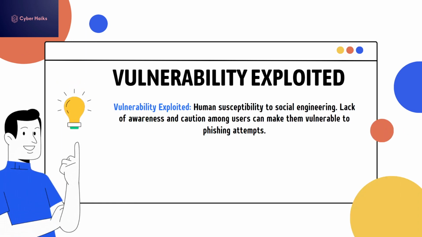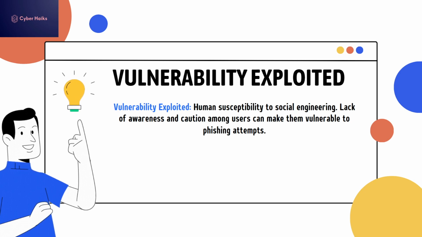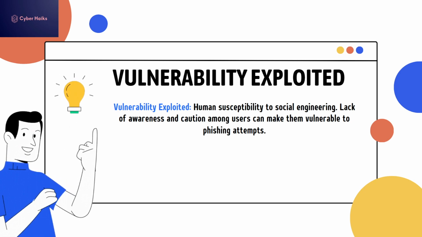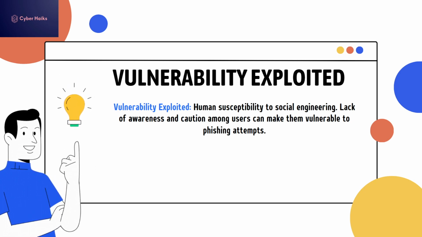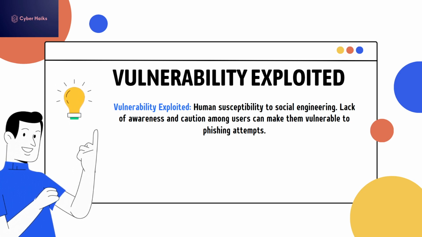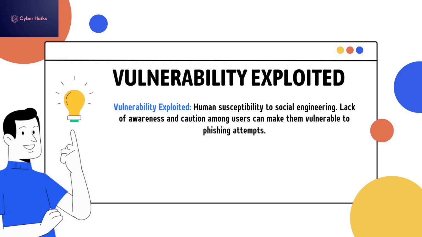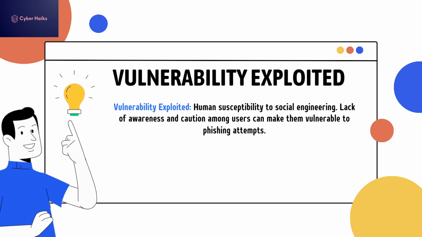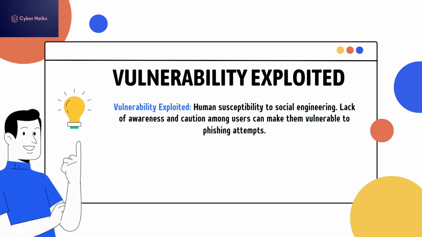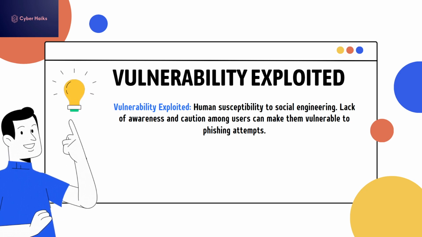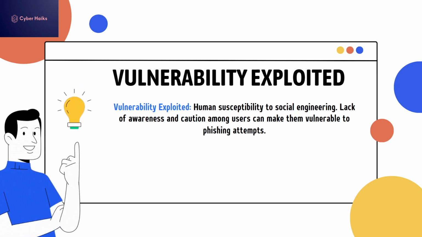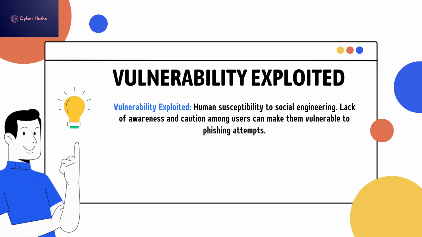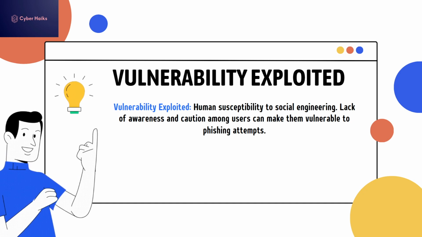Now I have explained the vulnerability exploited earlier also, but here we will look into it again. The vulnerability is human susceptibility to social engineering and lack of awareness. The main thing here is only lack of awareness, because if you know the basics about cyber awareness, you will not fall into any kind of trap. Nowadays there are phishing scams impersonating a relative or a friend, but if you have awareness, you will find something fishy, and this kind of attack will not happen to you. So this was all about phishing.